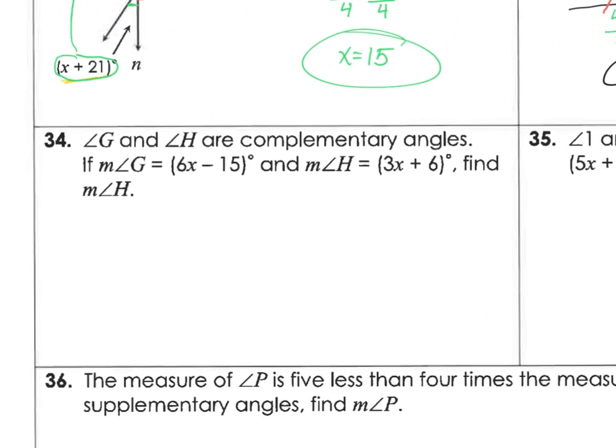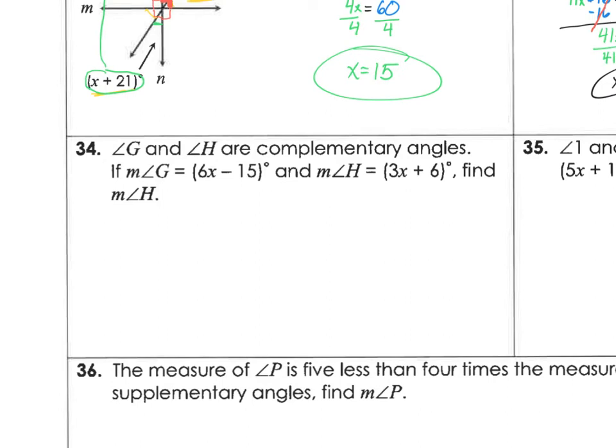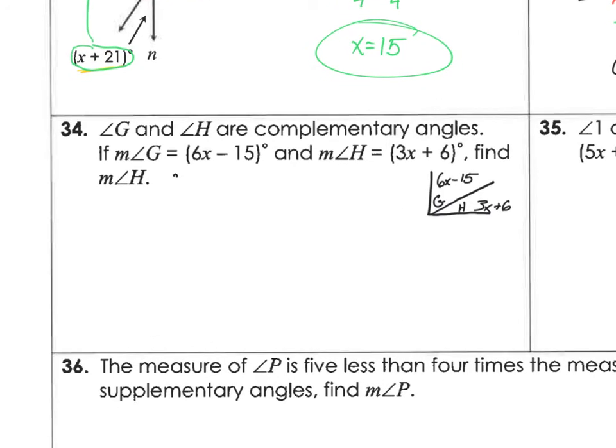Move down here to 34. G and H are complementary angles, so they would equal what? Complementary. 90. Okay. The measure of angle G is 6x minus 15. H is 3x plus 6. So how would I write those together? Combine our like terms. 6x plus 3x. Negative 15 plus 6.